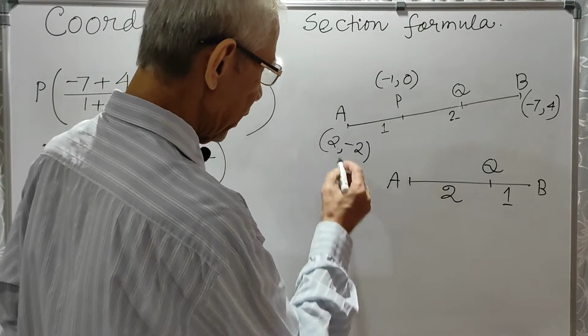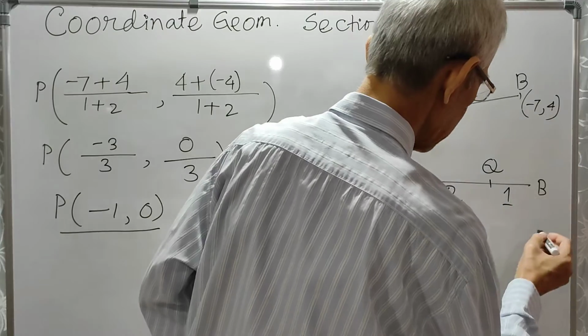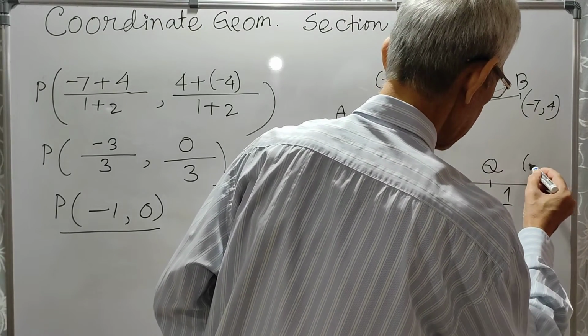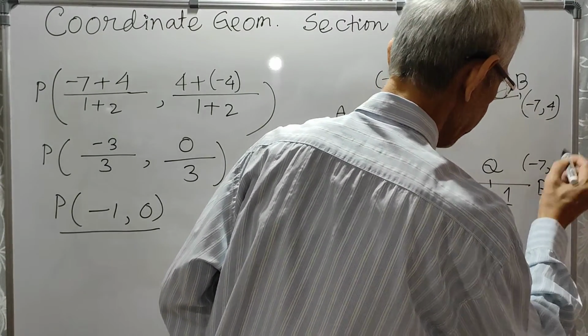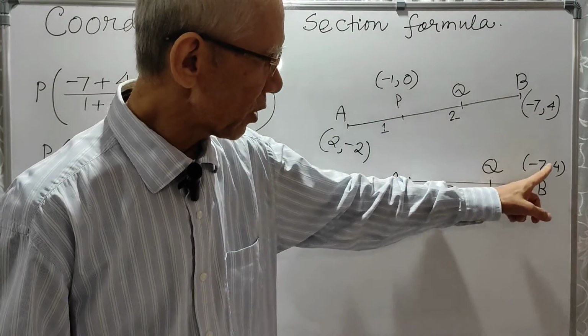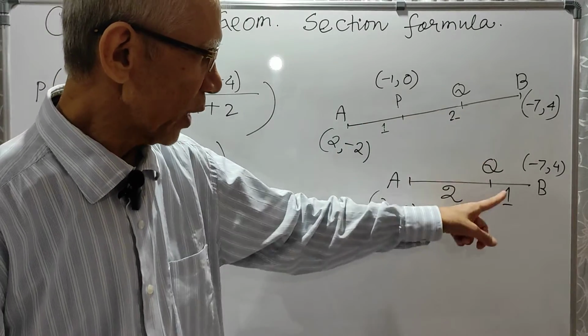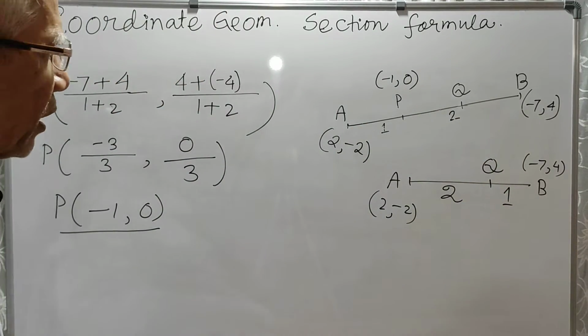A is 2, minus 2, and B is minus 7, 4. So A is 2, minus 2, B is minus 7, 4, and Q is here. So the ratio is 2:1. Now, let us find out Q.